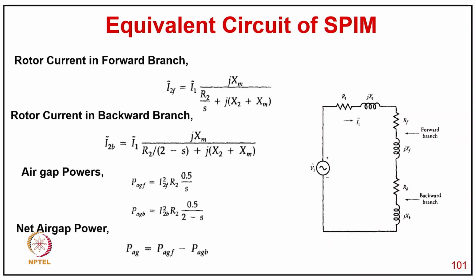Then you can find the forward branch current I2F from I1 times jXM divided by (R2 by S plus jR2 by X2 plus XM), and similarly the current in the backward field, I2B equals I1, except the difference is in jXM divided by (R2 by (2 minus S) plus jX2 plus XM). The air gap power is of course the forward power PAGF = I2F square times R2 by S times 0.5, and PAGB = I2B square times R2 by (2 minus S) times 0.5, and the net air gap power which is crossing the air gap from stator to rotor is PAG = PAGF minus PAGB.